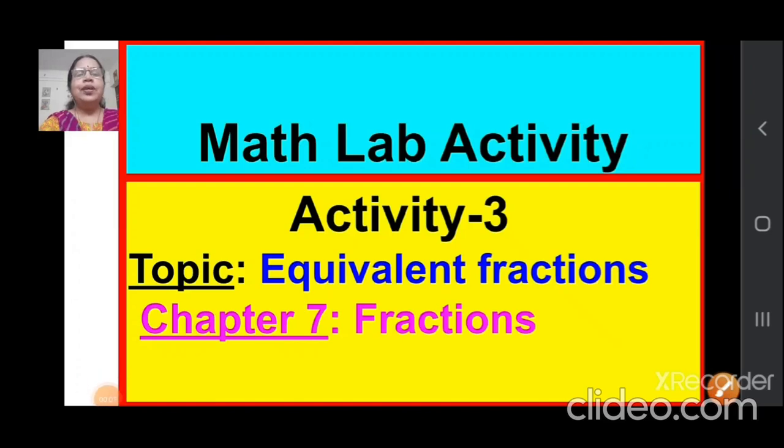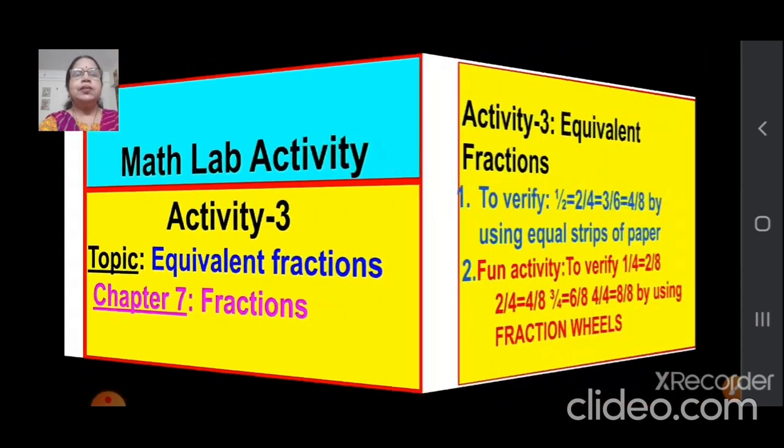Student Sairam. In today's math session, we are going to perform a MATLAB activity. This is the third activity in 6th class. This activity is based on the topic equivalent fractions, which we have learnt in chapter 7, fractions.